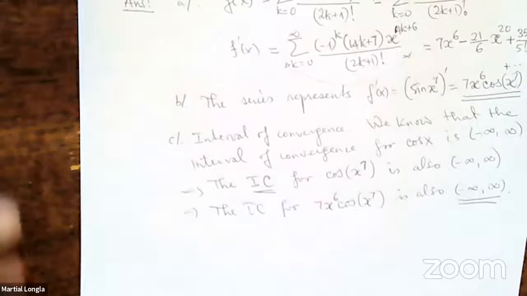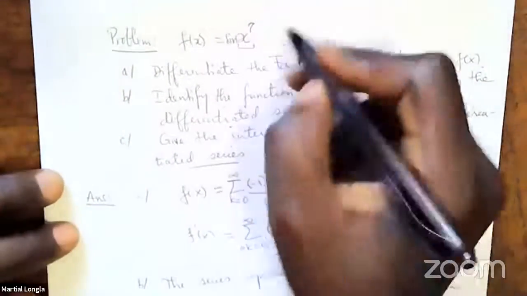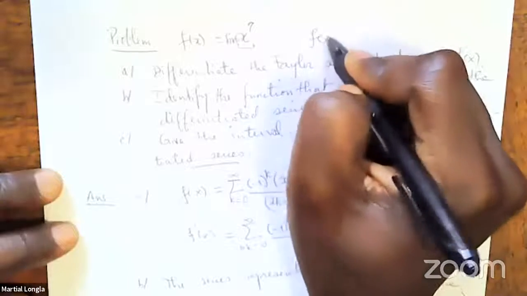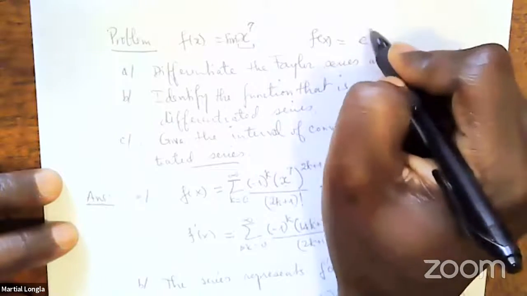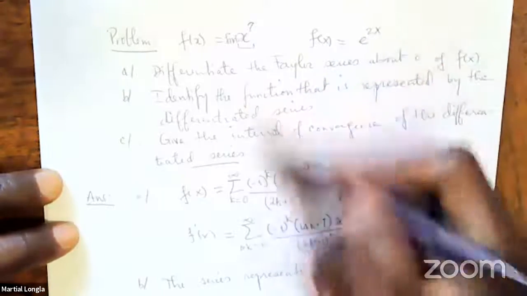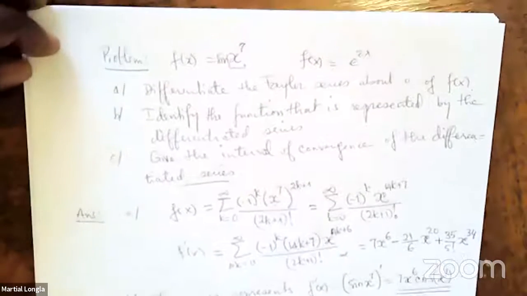Now, if there is no question, then I'm going to ask you to answer the same question for f of x equals e to the 2x. Answer these same three questions.